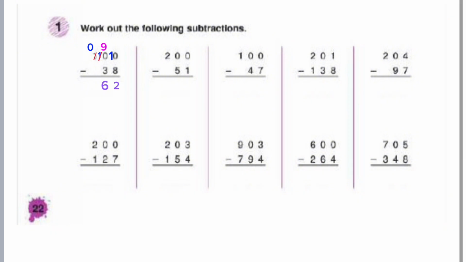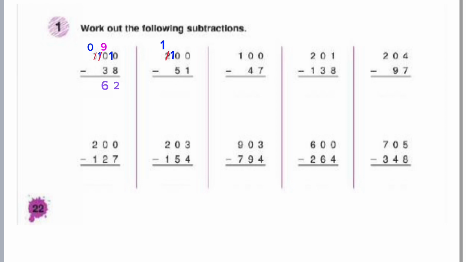Now, dear students, the second operation, 200 minus 51, the same. 0 minus 1, we can't subtract. So I tend to borrow from the tens digit. But the tens digit is also 0. So the tens digit tends to borrow from the hundreds, then the hundreds become 1, and the 0 in the tens digit becomes 10.